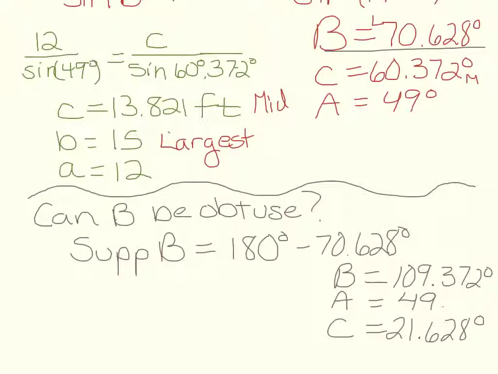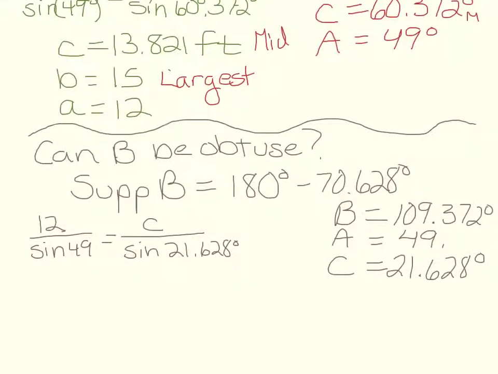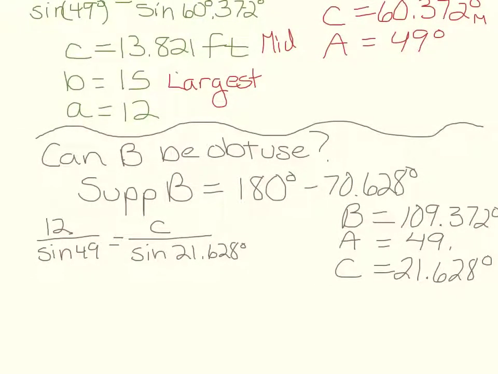Okay, so let's use our law of sines again, and we will do 12 is to the sine of 49 as C is to the sine of 21.628 degrees. And when we do all of that on the calculator properly, we find out that C is equal to 5.86 feet. Okay. So that seems reasonable also.